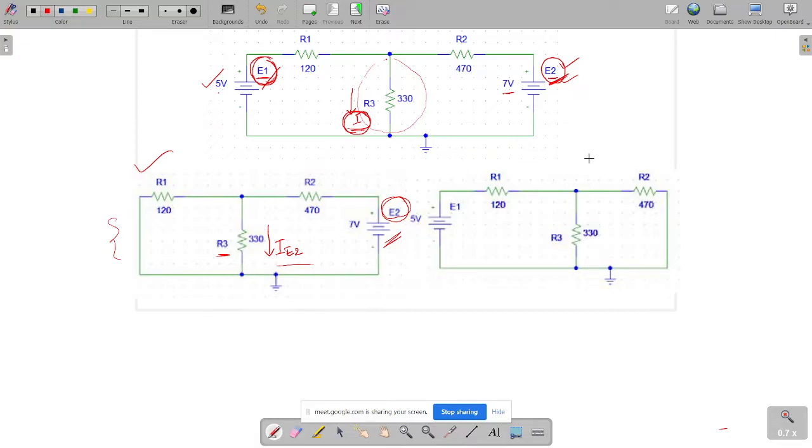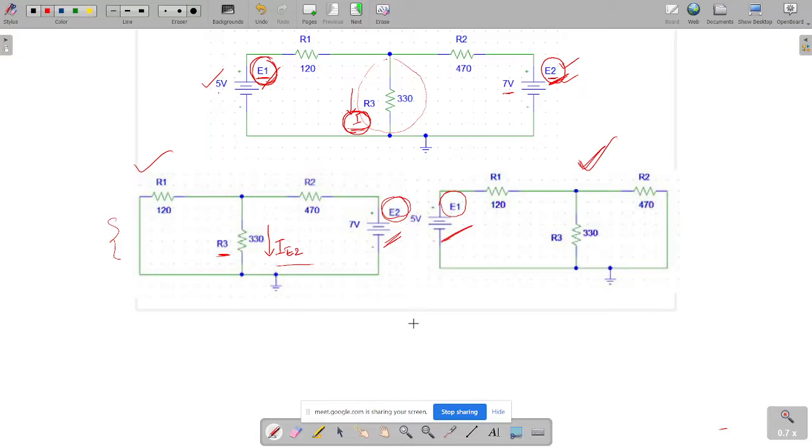Now consider this second scenario, this third circuit. In the third circuit, we can very clearly see that E1 is present, but E2 is not present here. So we can say that all the branch currents of this circuit will be flowing because of this particular voltage E1.